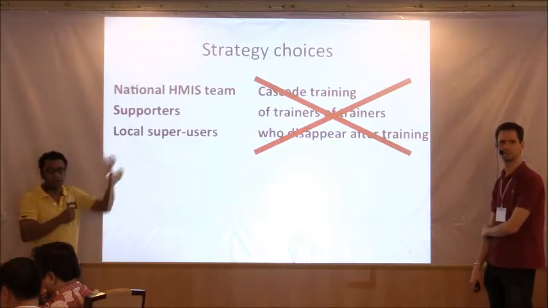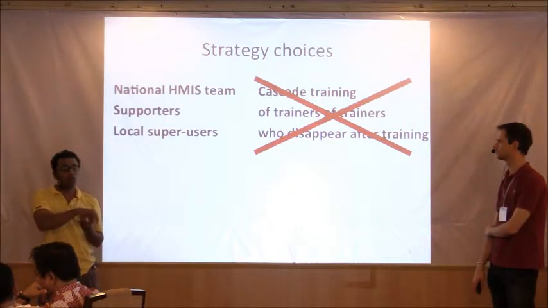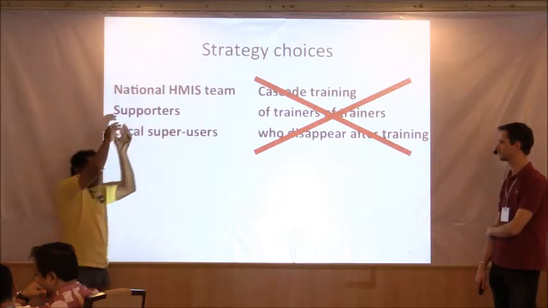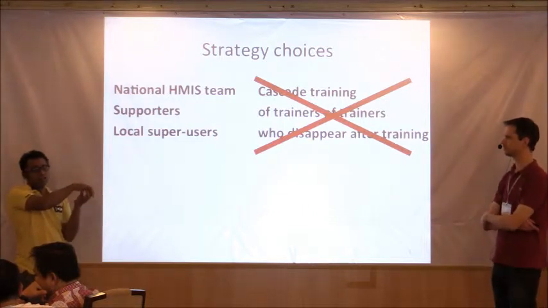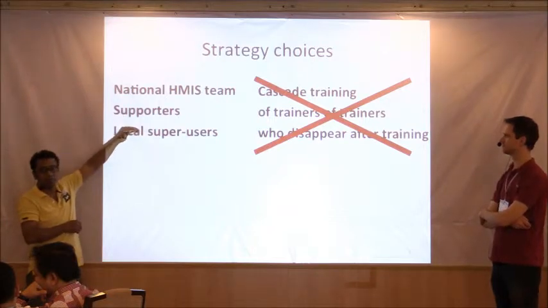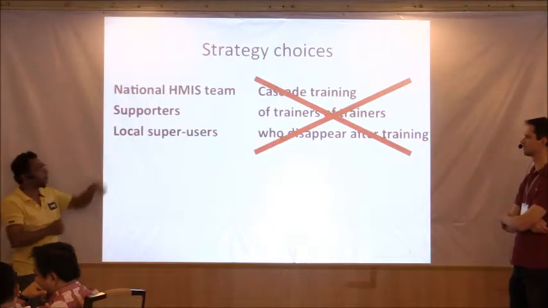The core team can be more like a helper, and also TOTs, trainers of trainers. So we train the national core team, and they take the whole responsibility. Then they can train the TOTs of TOTs. They can train the provincial people, and the provincial people can train the district. So depending on the different ways, you can try to do it, okay?